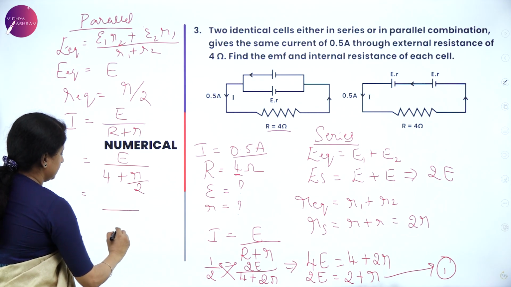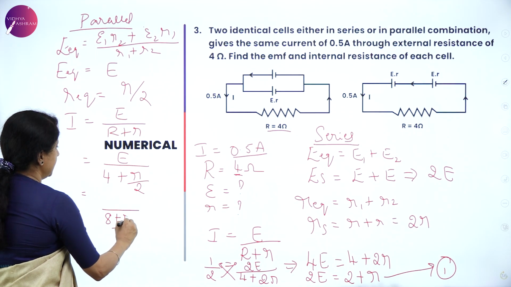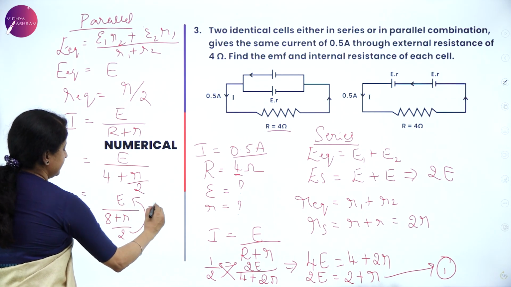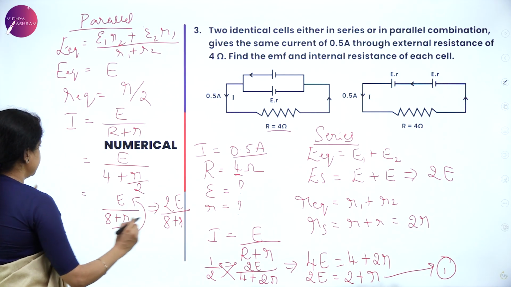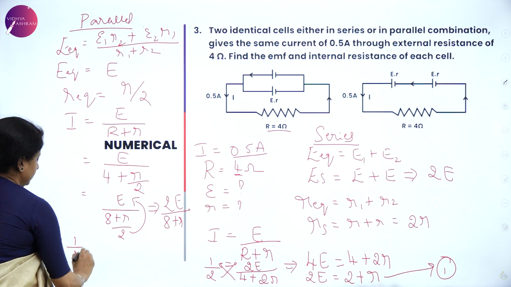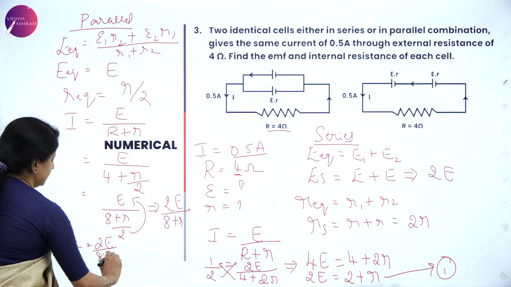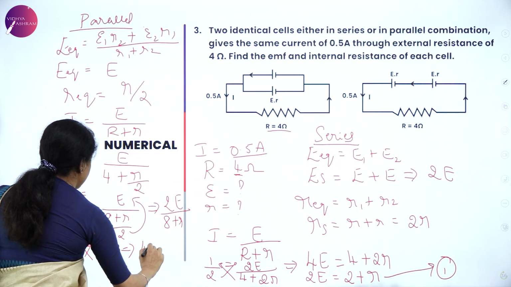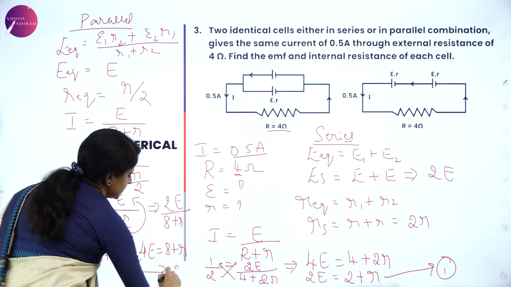We get 2 in the denominator as LCM, and 2 into 4 is 8 plus R in the numerator. We remain with E. So this multiplies with this and we get 2E divided by 8 plus R. And in the LHS we have 1 by 2, which is equal to 2E divided by 8 plus R. Let us now cross multiply these two and we get the equation 4E is equal to 8 plus R. So now this is my equation 2.